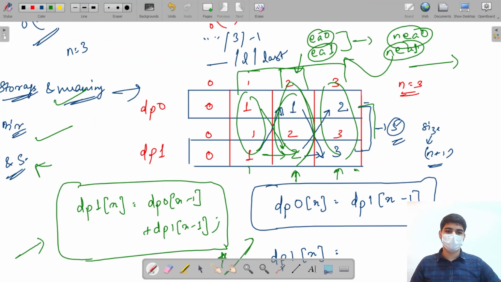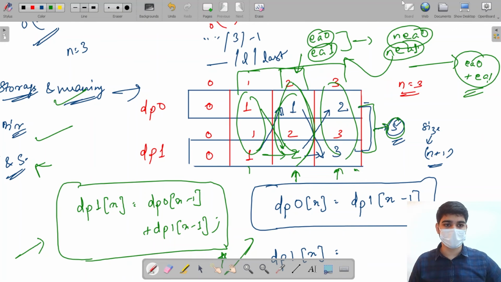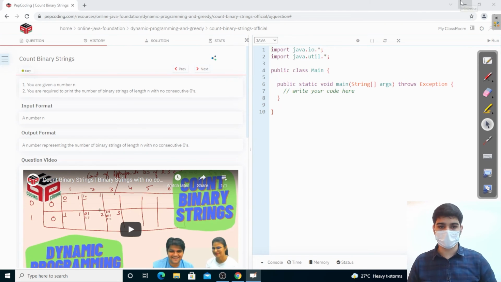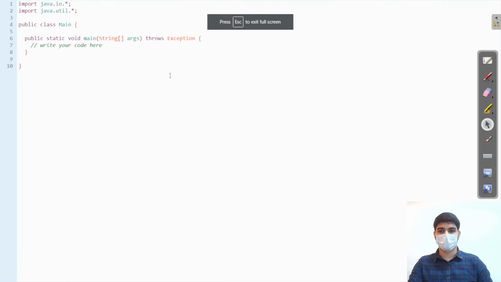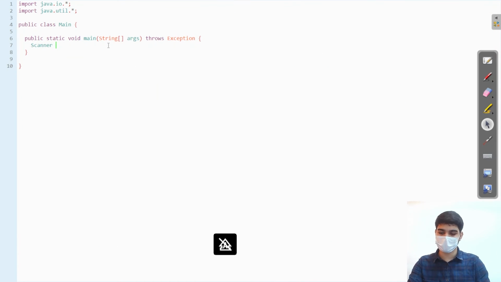And at the end of it, we just added both of them and gave the answer. So my answer in this case would be EA0 plus EA1, right? Let's try to code this and see if it works. So over here we have our IDE, and the very first thing that I want to do is create a scanner object to take in the input.